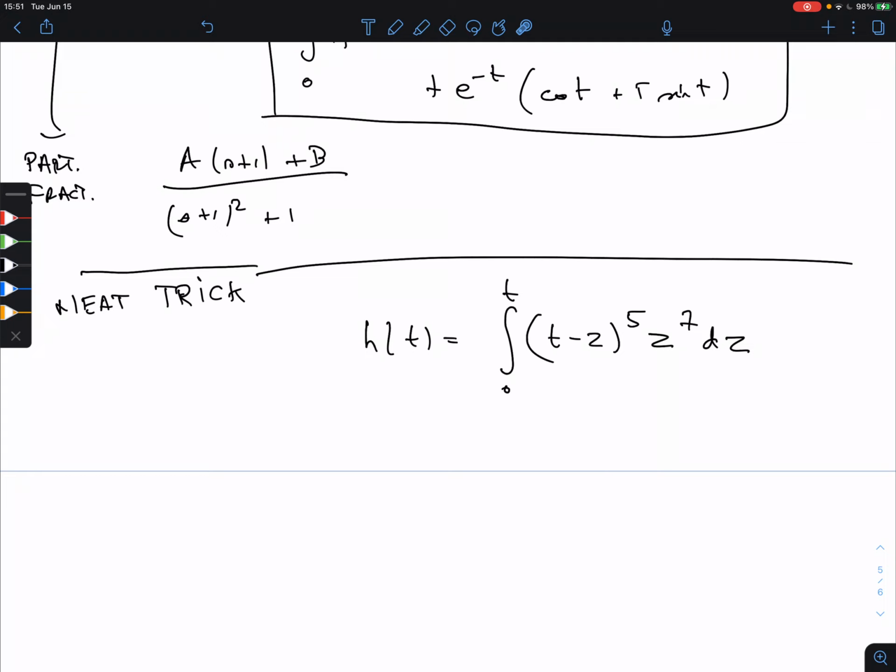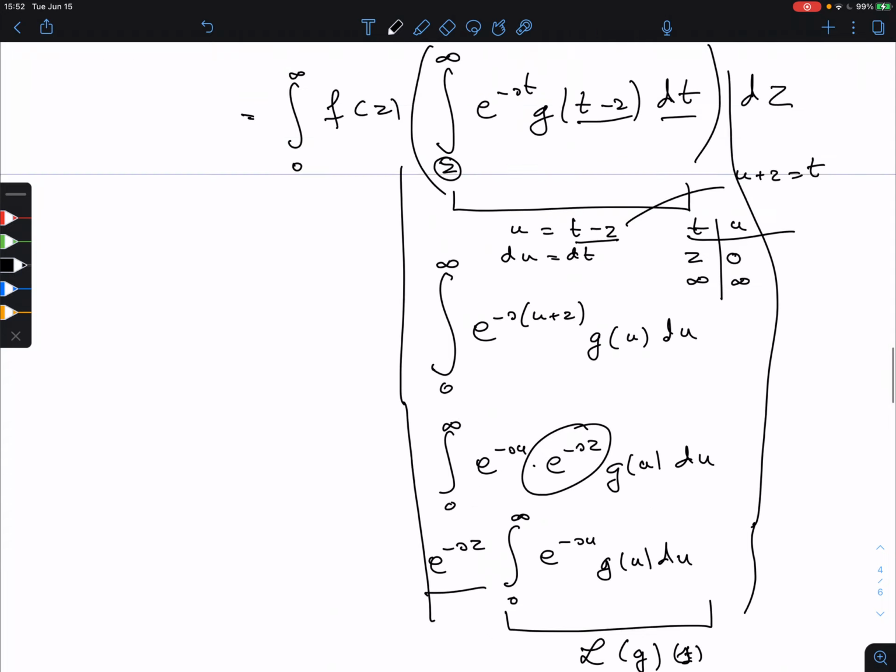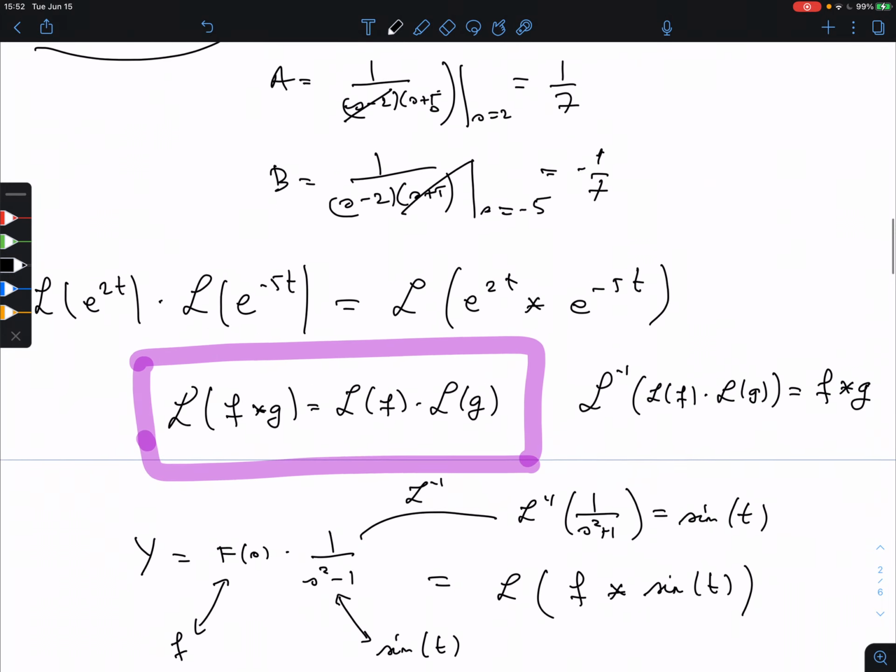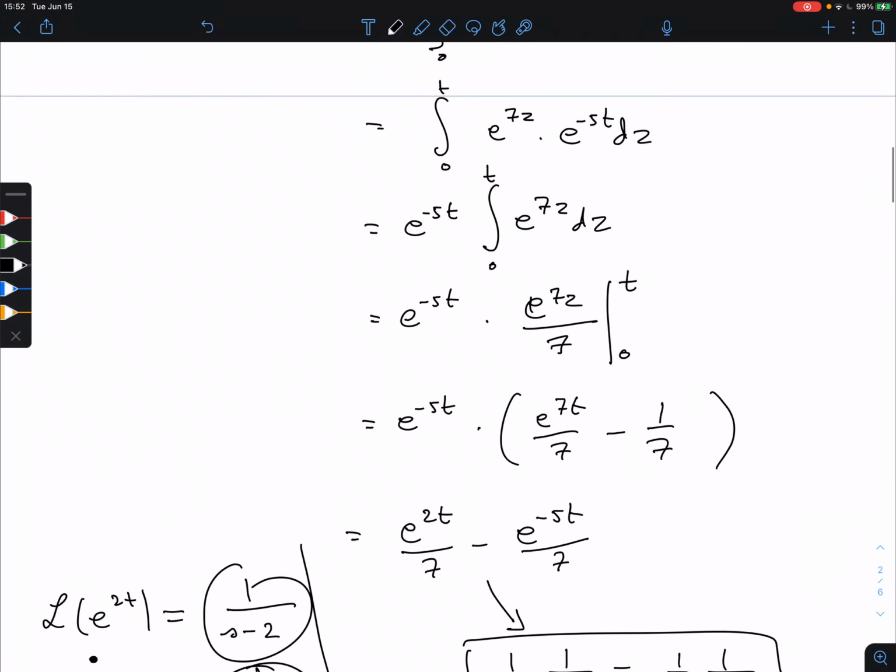So now I'm going to show you that you can do this much better. You have to recognize this is what we call a convolution integral. It's actually the convolution product of two functions. Let's figure out what the two functions are. So there's the 7th power and the 5th power, right? And remember, in the convolution product, what was the formula?